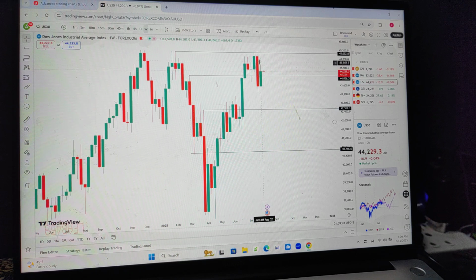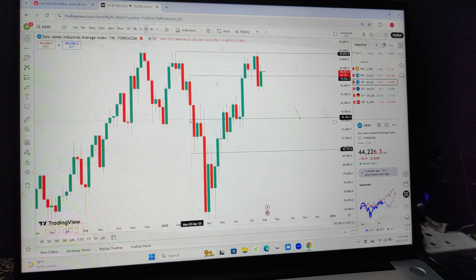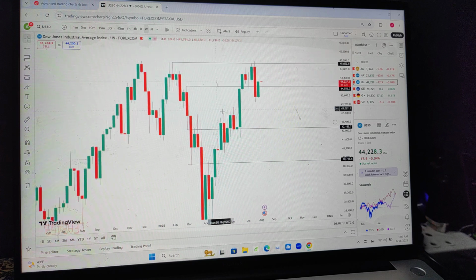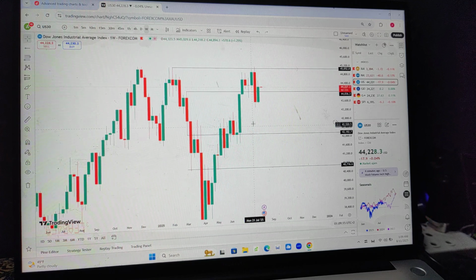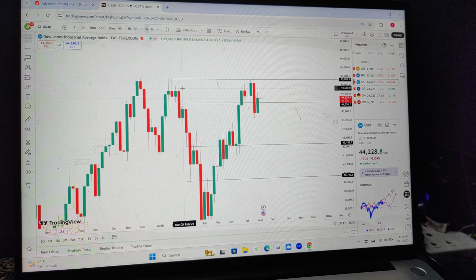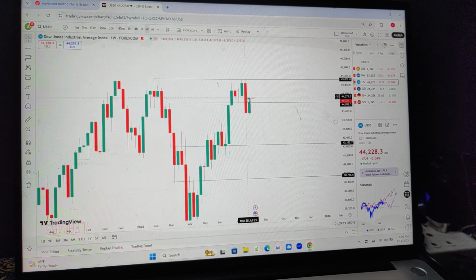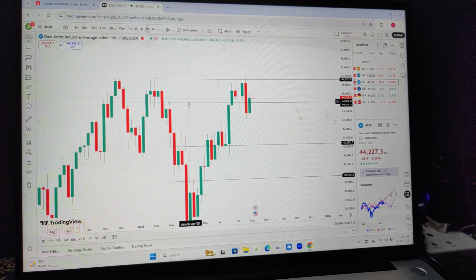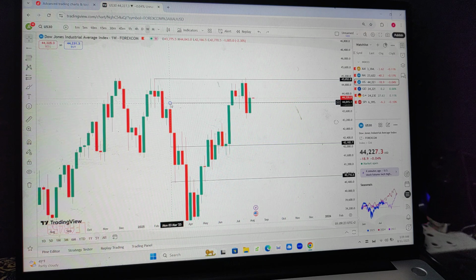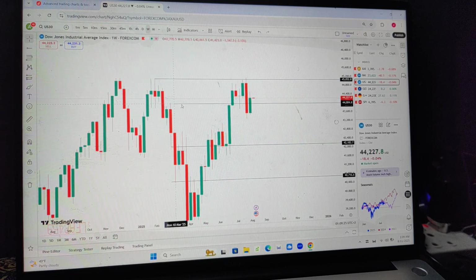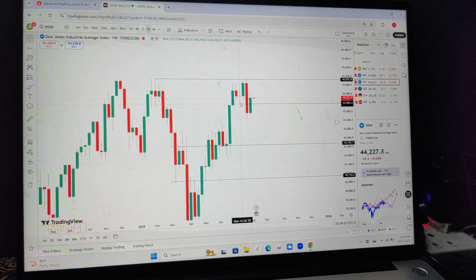But first we'll deal with the structure. Overall, we're looking for the market to come back down, retrace here. So right now we're dealing with the structure here. What happened here? That's what we're dealing with, because everything else is done.